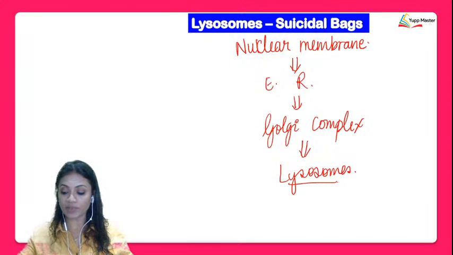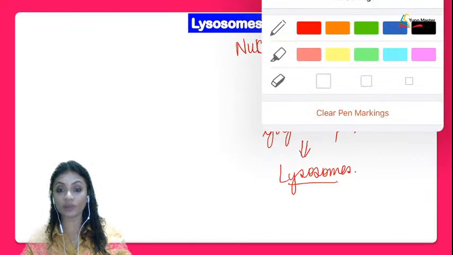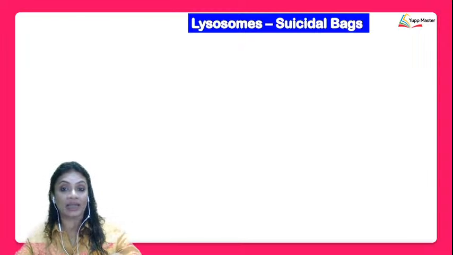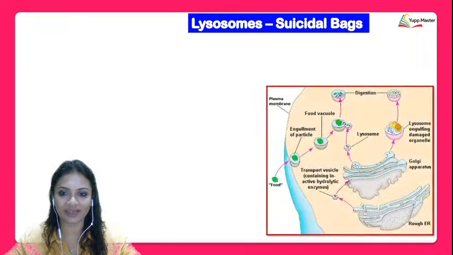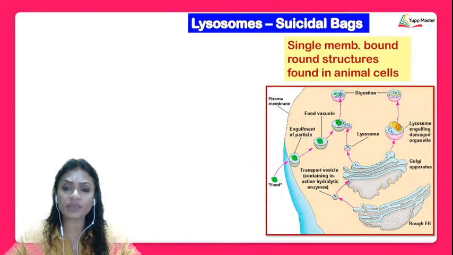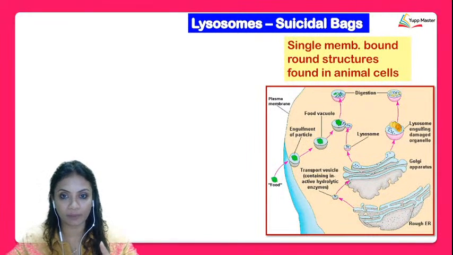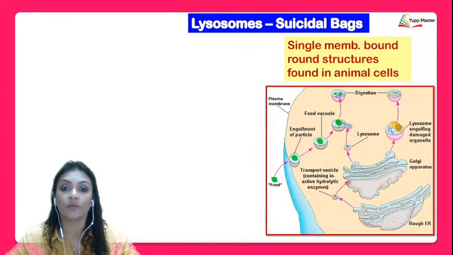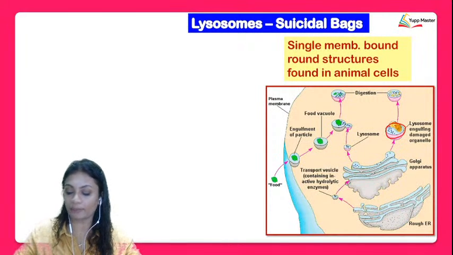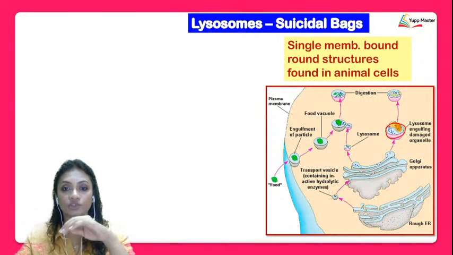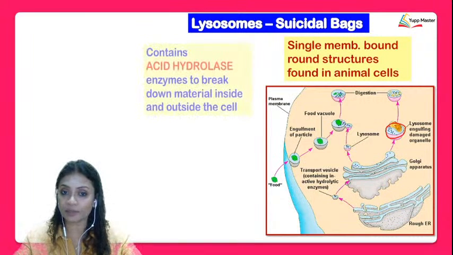These lysosomes are also called the suicidal bags. Now let us see what the structure is, and why they are called suicidal bags. Lysosomes are single membrane bound structures. As we saw, mitochondria were double membranes. Over here when we talk about lysosomes, there's only going to be one membrane. A single membrane bound structure found in animal cells.